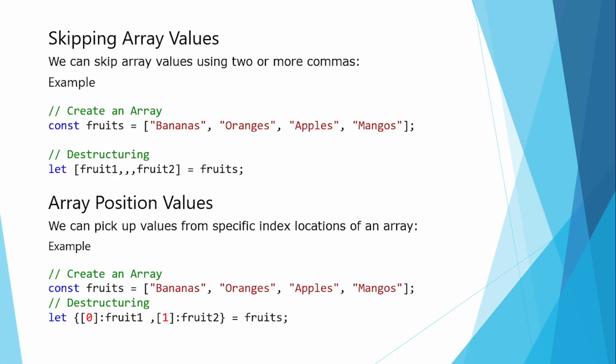Array position values. We can pick up values from specific index locations of an array. For example, here we are creating an array, and by using position values we can pick the values.